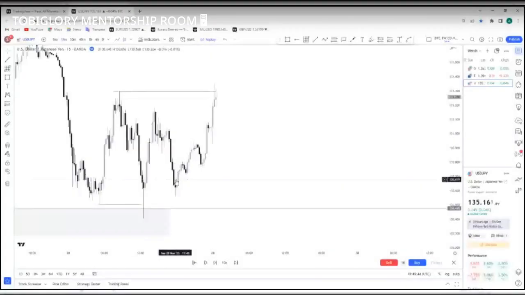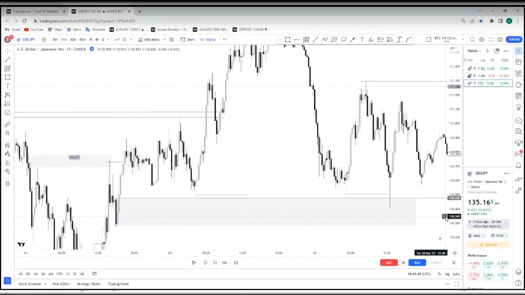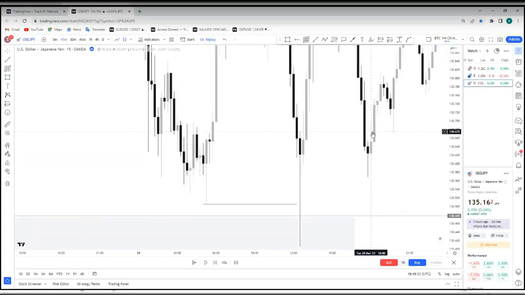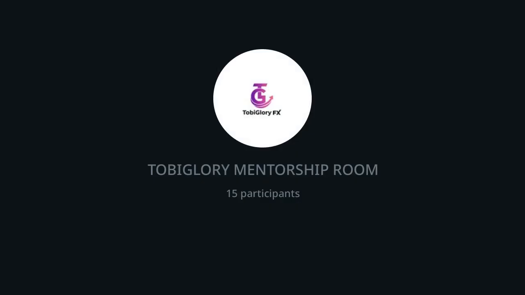Has this place been mitigated? Yes, it has been mitigated. This area. Why did I say yes, it has been mitigated? Look at this candle. This is the place I am supposed to mark, because this candle broke this place. So I am supposed to mark this place as well. It was all a mitigated area.